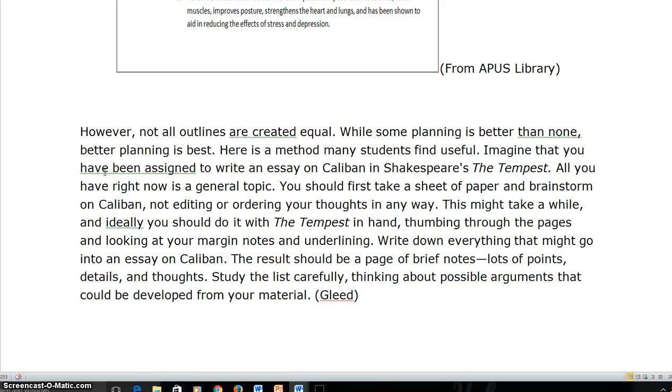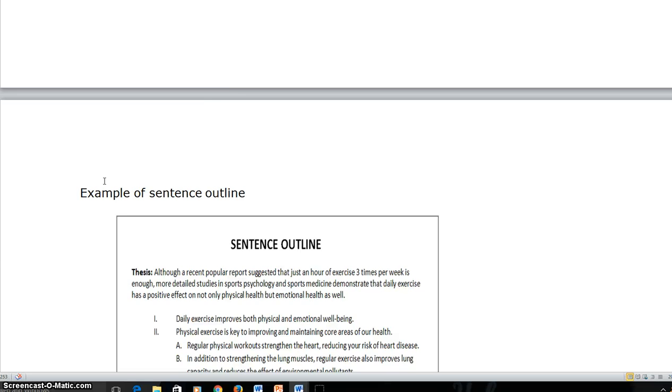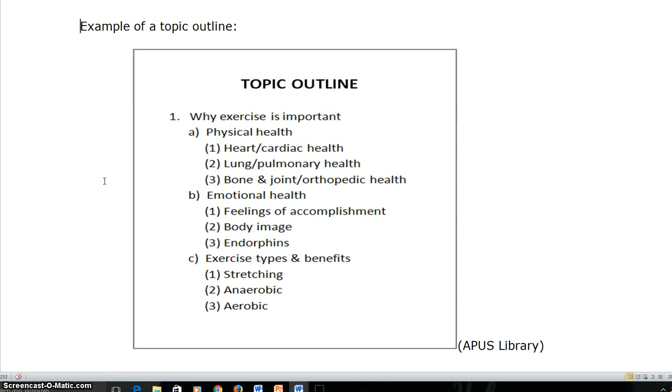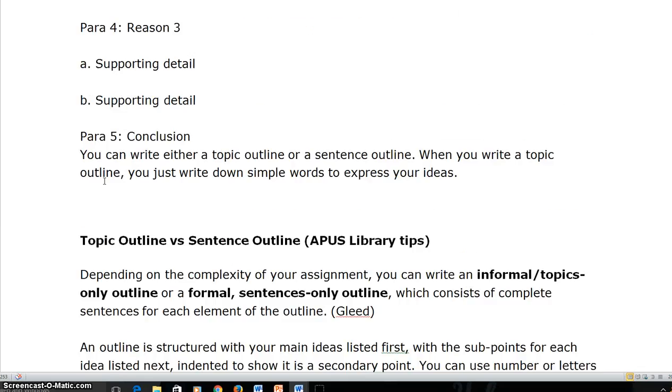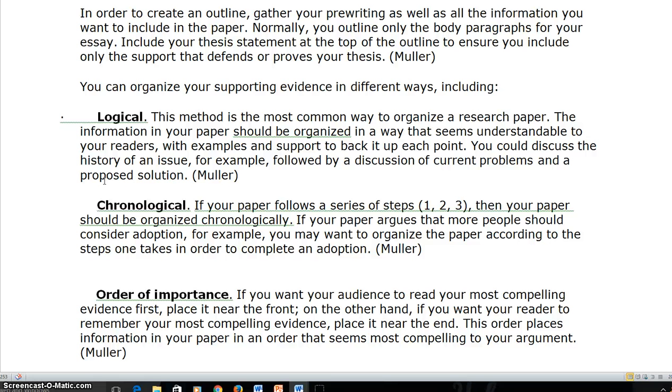However, not all outlines are created equal. While some planning is better than none, better planning is best. Here is a method many students find useful. So you basically write down everything you need when you want to write an outline. So you can either use a sentence outline or you can use a topic outline. And when you make your outline, you can either use a logical outline, chronological outline, or order of importance outline.